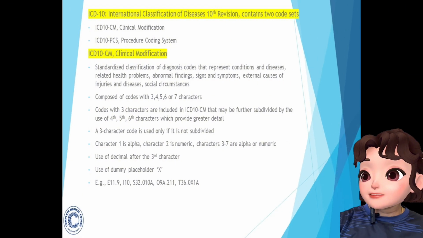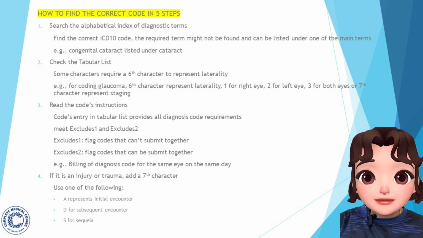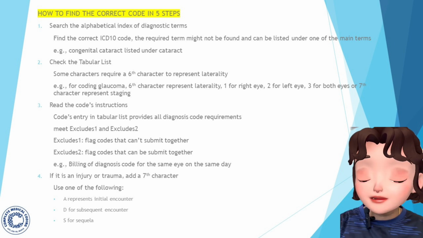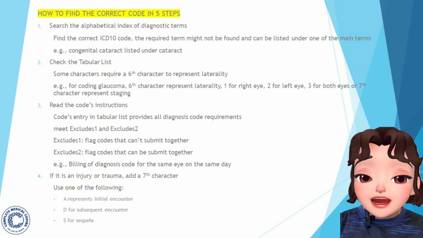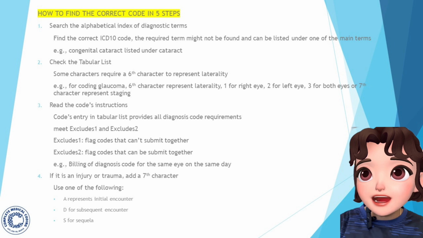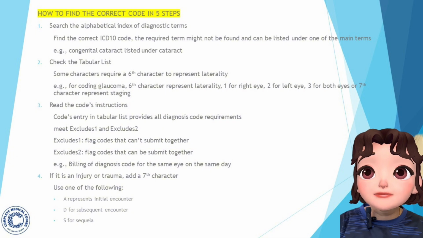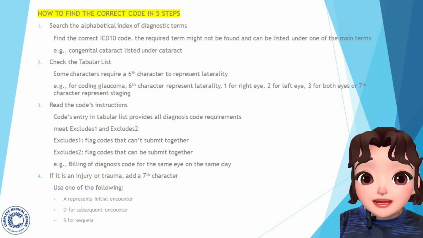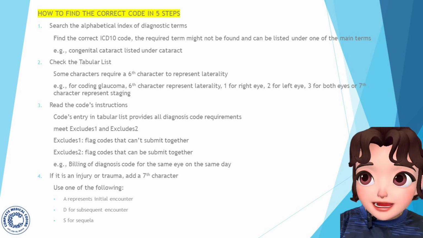Now, how to find the correct code in 5 steps? Let's see how to check the correct code by considering these 5 steps. First step, we should search the alphabetical index of diagnostic terms in the ICD code book. Search the alphabetical index. Find the correct ICD-10 code.